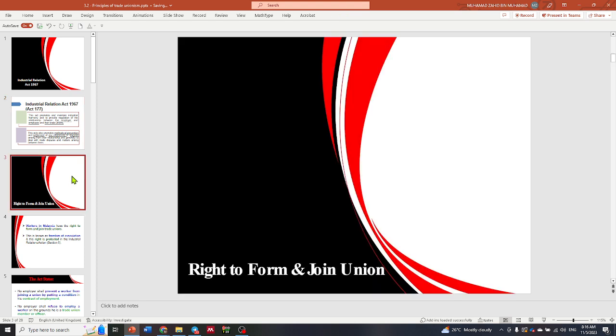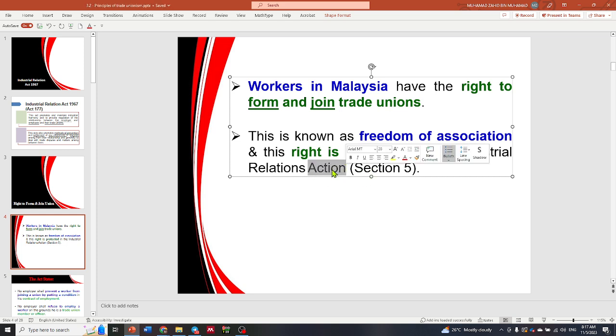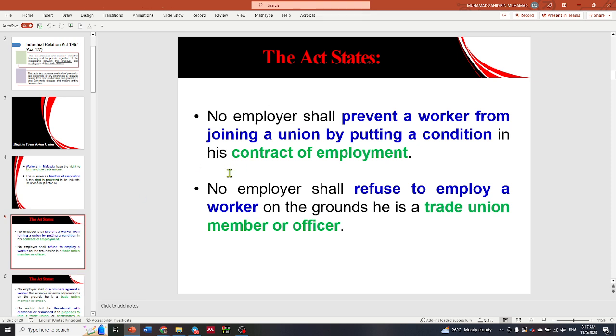So, thank you Hanim. Then we will discuss the rights to form and join union. Right to form bermaksud hak untuk membentuk dan juga menyertai union. So, workers in Malaysia have the right to form and join trade unions. There are two words, form bermaksud nak membentuk, and join itu bermaksud mereka nak sertai trade union itu. This is known as freedom of association, and this right is protected in the Industrial Relations Act, Section 5. We'll discuss this further. I'll be showing you the slide, the act later on.